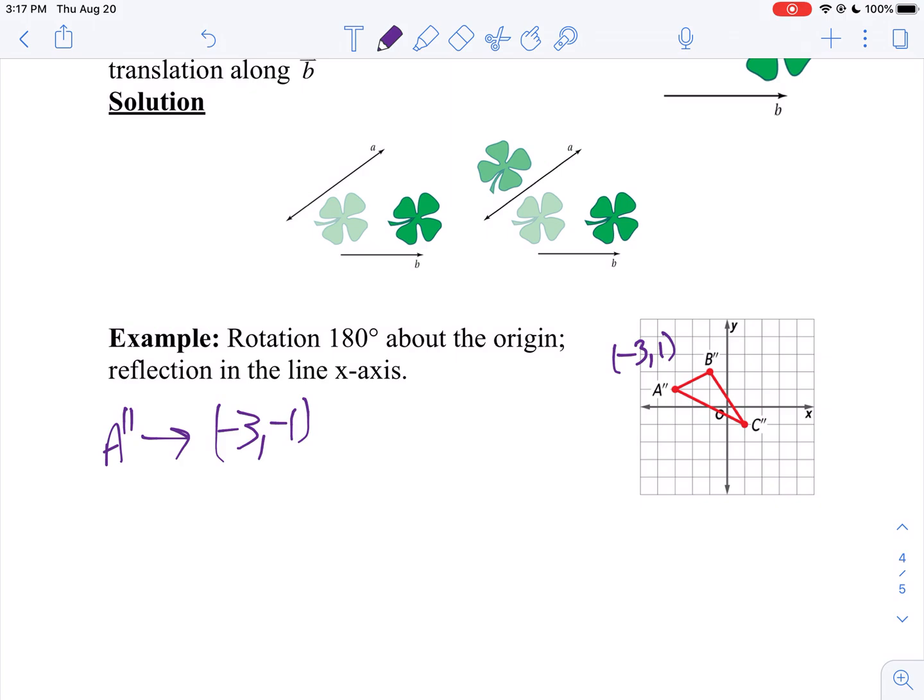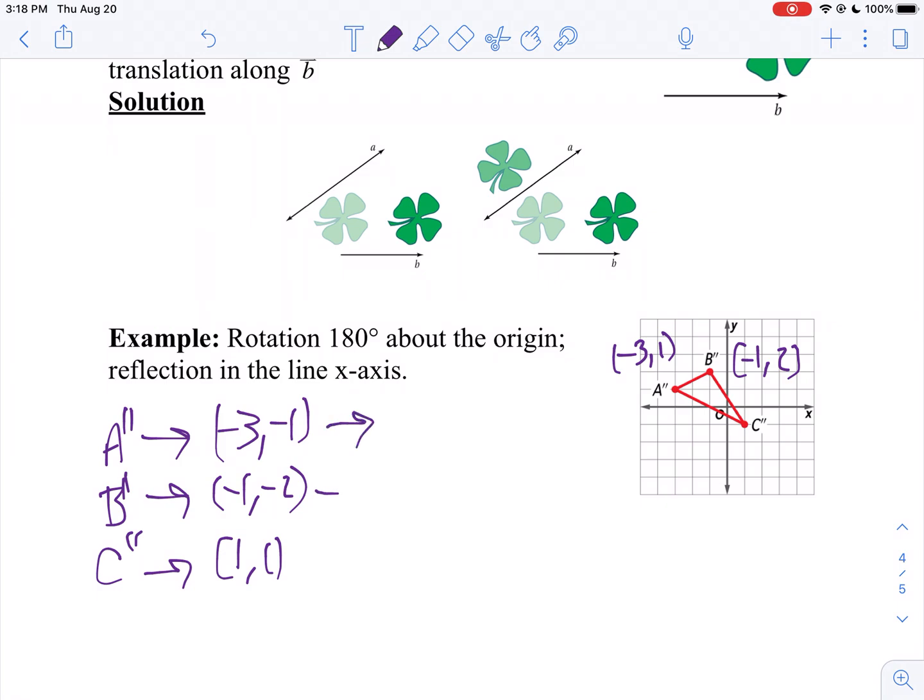We'll do the same thing for B primed. So if I undo reflecting over the x-axis, right now we're to the left 1 and up 2. So then we'd be to the left 1 and down 2. And then C primed, right now it's over 1 down 1. So that'll be over 1 and up 1.